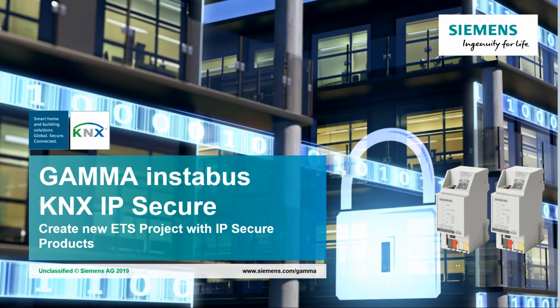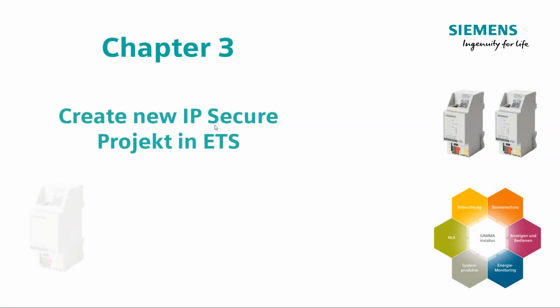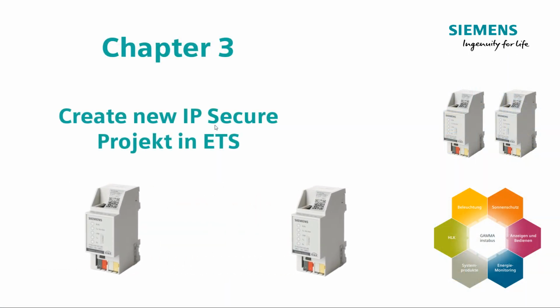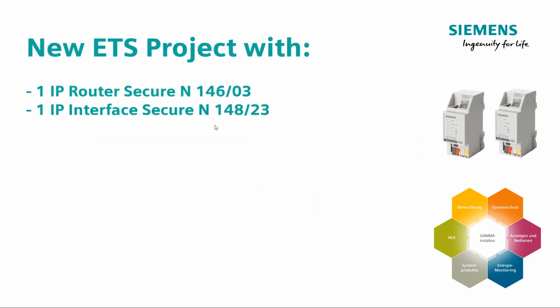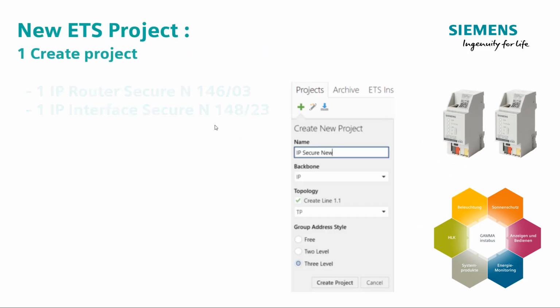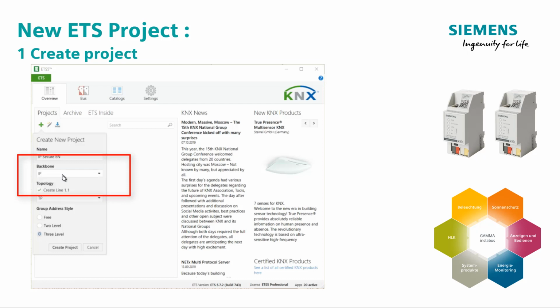3. New ETS Project. We now want to create a new project in the ETS that includes an IP router secure and an IP interface secure. To create a new secure ETS project, the following 10 steps must be taken. 1. Create the project as usual. Make sure that the backbone medium is set to IP.